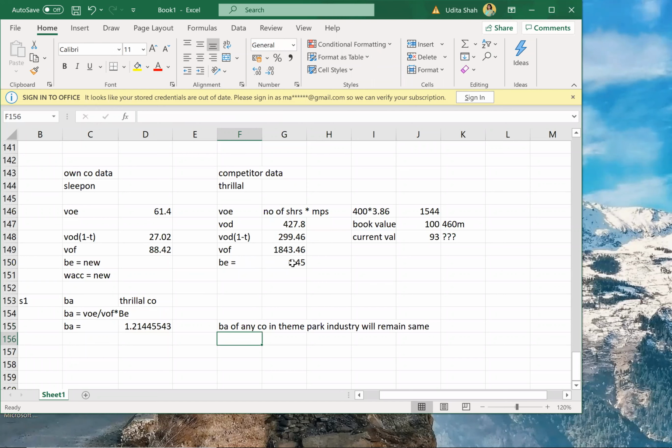Okay. So beta of asset of any company in the theme park industry will remain the same, 1.21. So when we start with step 2, what is step 2? Beta of asset of Sleepon company, our own company, Sleepon Hotels. So beta of asset of Sleepon will be equal to beta of asset of Trilal, which is 1.214.